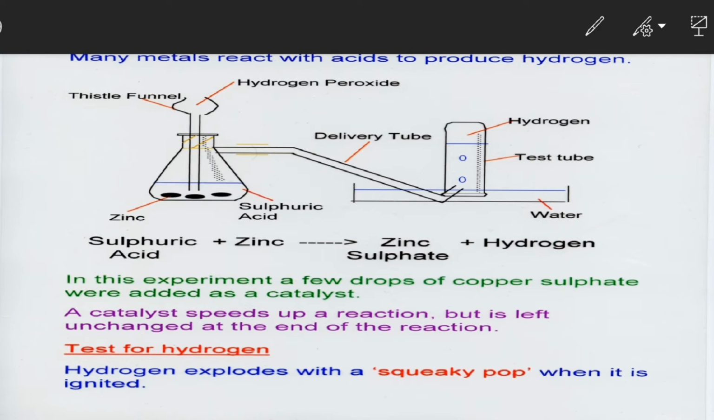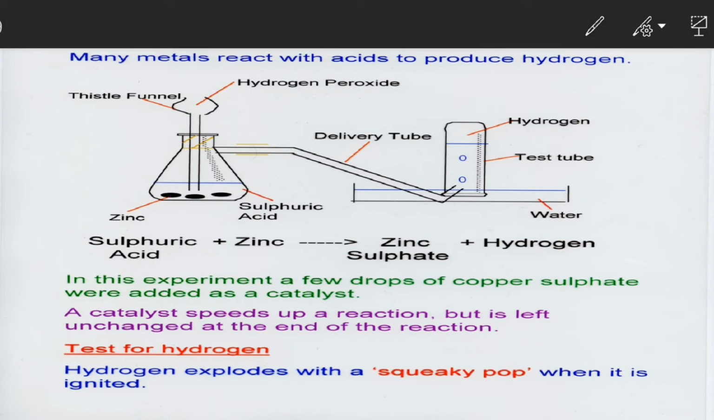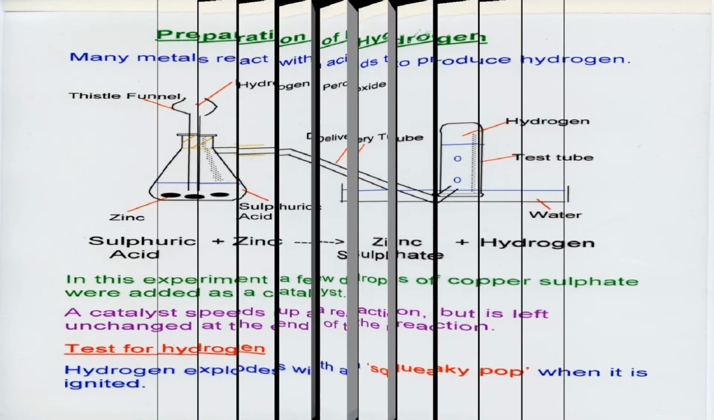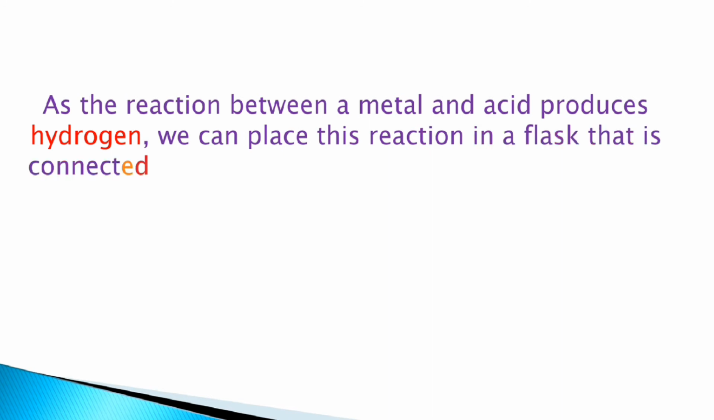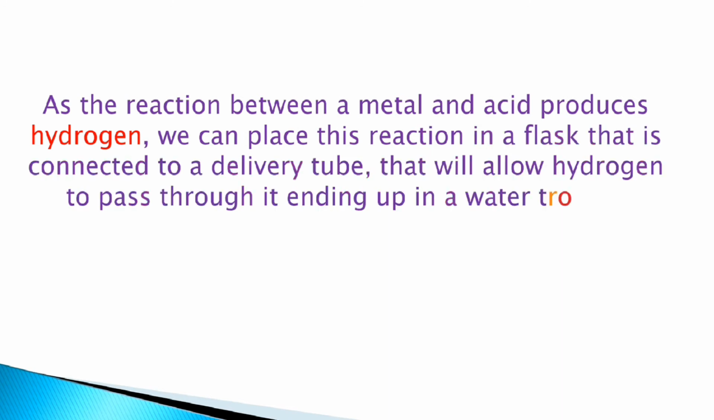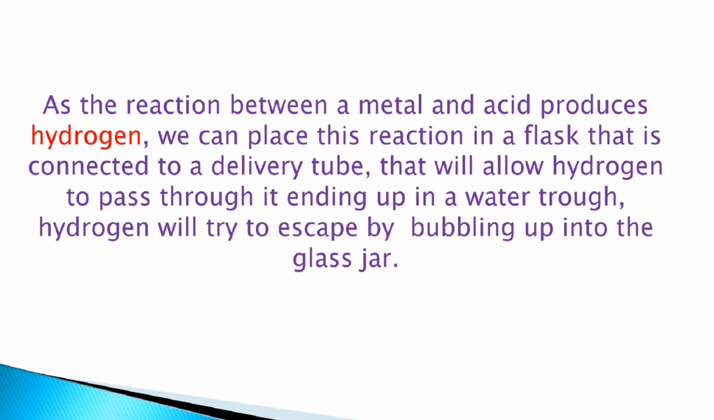Basically, in the production of hydrogen, as the reaction between a metal and an acid produces hydrogen, we can place the reaction in a flask that is connected to a delivery tube that will allow hydrogen to pass through it, ending up in the water. The hydrogen will try to escape by bubbling up into the glass jar. The test of hydrogen we are going to discuss in the later part. Whatever I have said is on your screen. If you want to write the production of hydrogen, the procedure, the whole roadmap and the diagram, you can note it down.